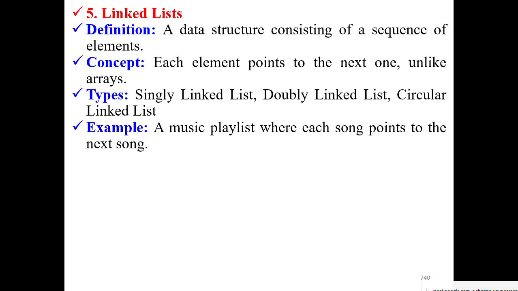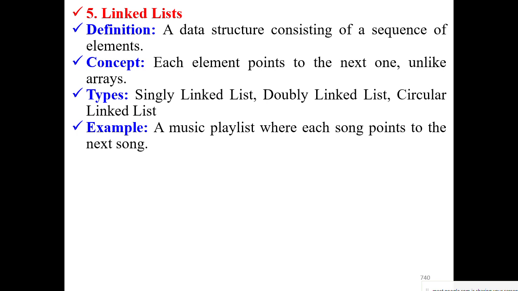Then linked list. I have already explained linked list. List is a collection of elements. Ramchand, list is a collection of elements. Linked list means a collection of nodes connected by links in one direction, called a single linked list. A collection of nodes connected by links in both directions is called a doubly linked list. A collection of nodes connected by links where the last node is connected to the first node is called a circular linked list.